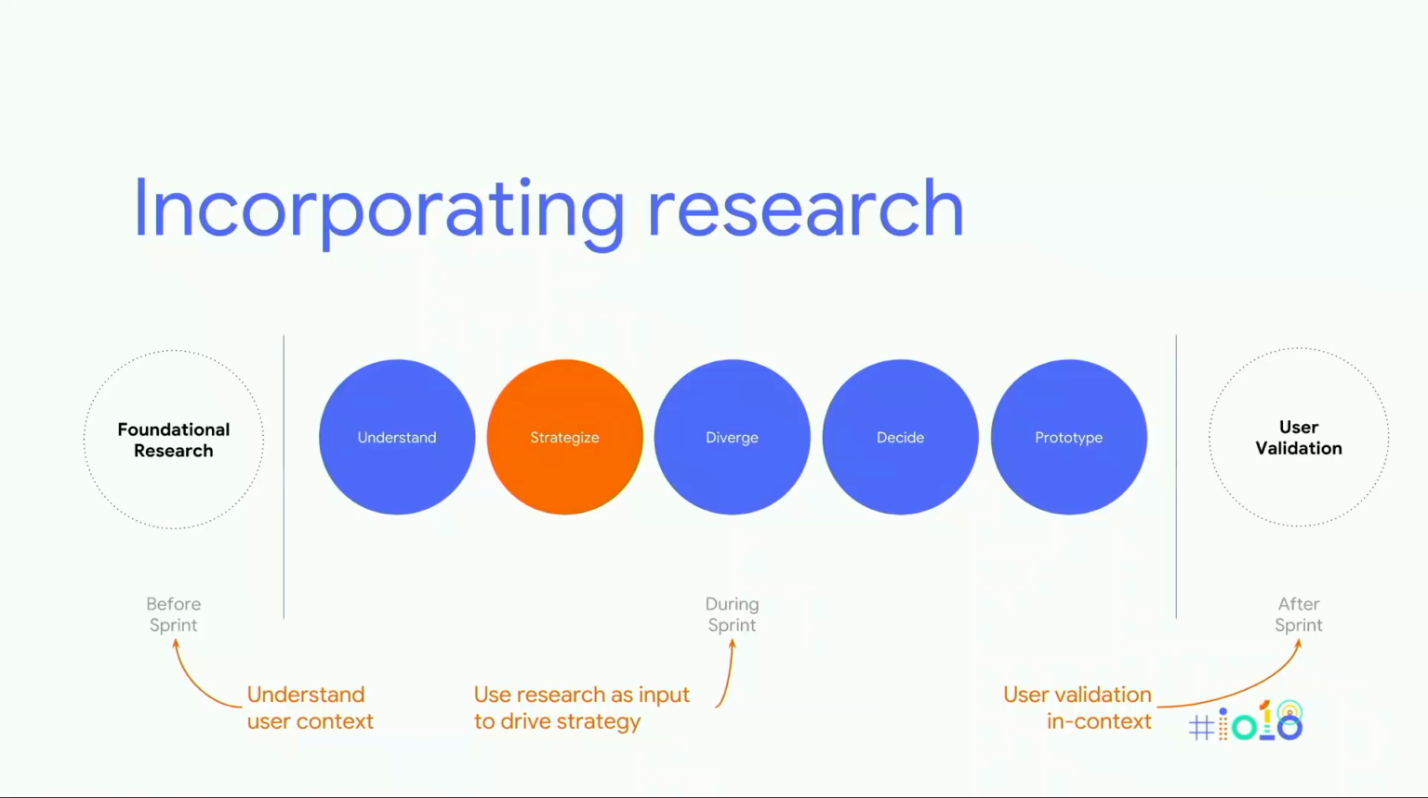So to recap: understand the user context, do foundational research, use those user insights to drive the entire sprint, and then when you have design solutions as outcomes, take them back into the field to validate them with your users. So that was the process that we followed.